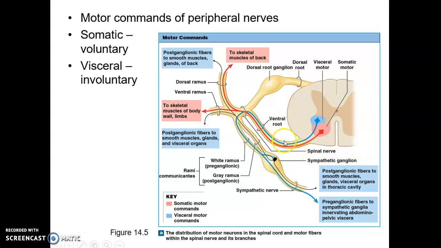So what's a ganglion? Clustering of cell bodies, in this case, visceral motor neurons that are controlling involuntary effectors. Okay? And again, much of this we will see when we do the autonomic nervous system in a subsequent chapter. Okay? But just involuntary visceral motor commands.